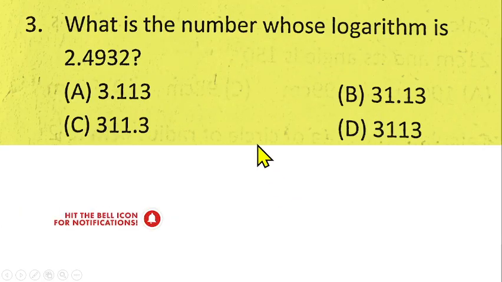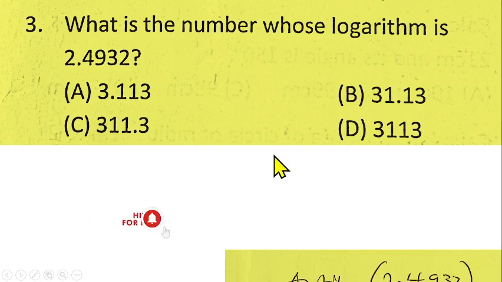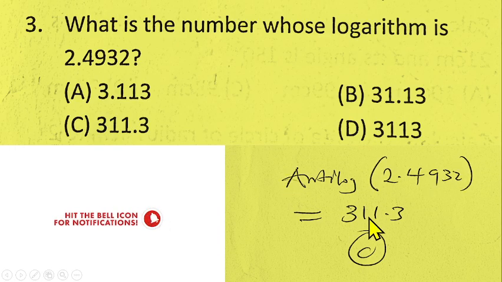Question number 3 is from logarithm. We have to find the number whose logarithm is this one. So that means you need to find the antilog of this number to give us the number, because what you have here is a logarithm. The number is in logarithm, so we want to find the number that gives us this logarithm. So you find the antilog of this, that will give us 311.3, which is option C.